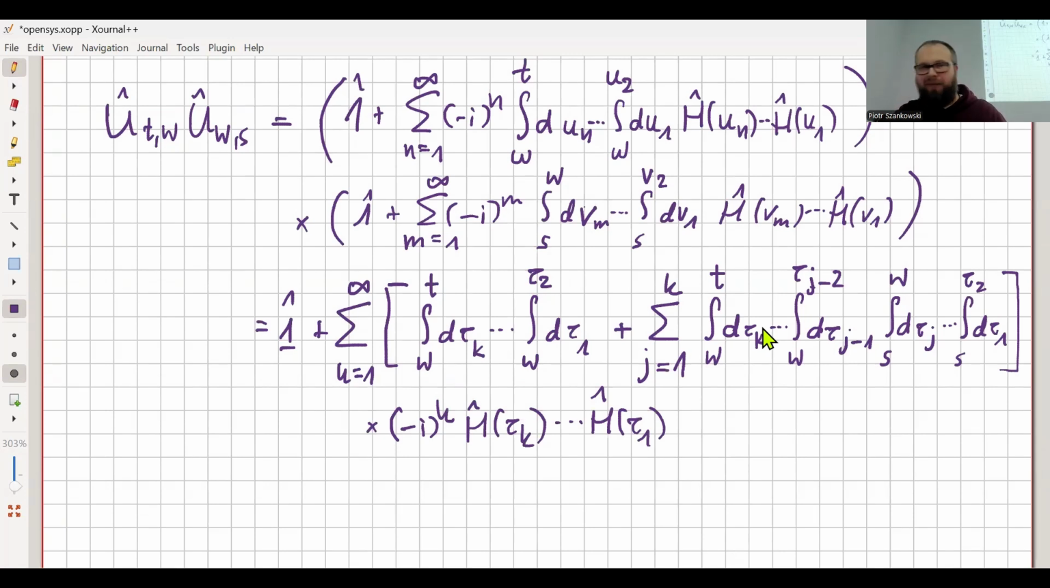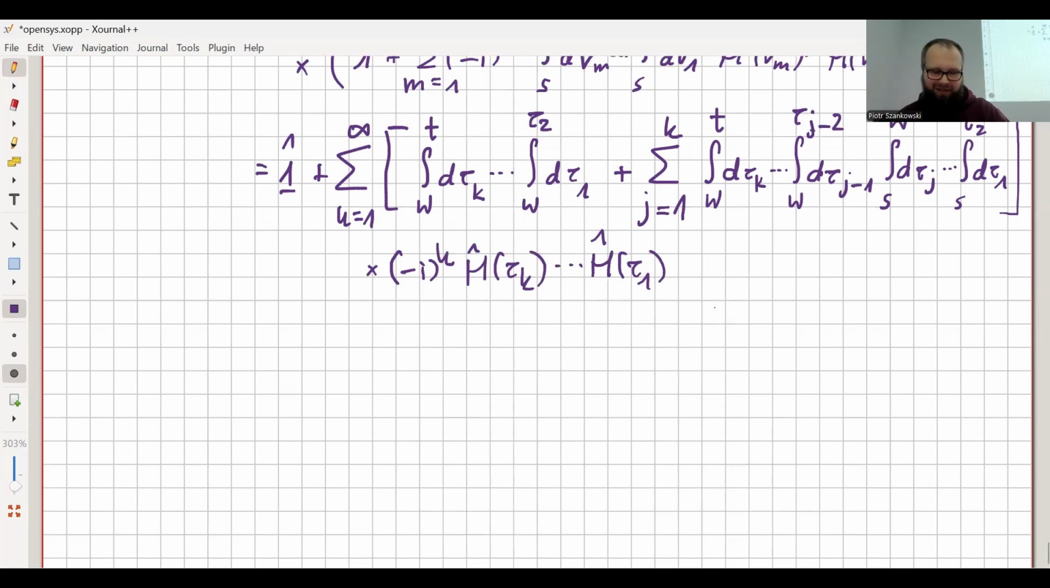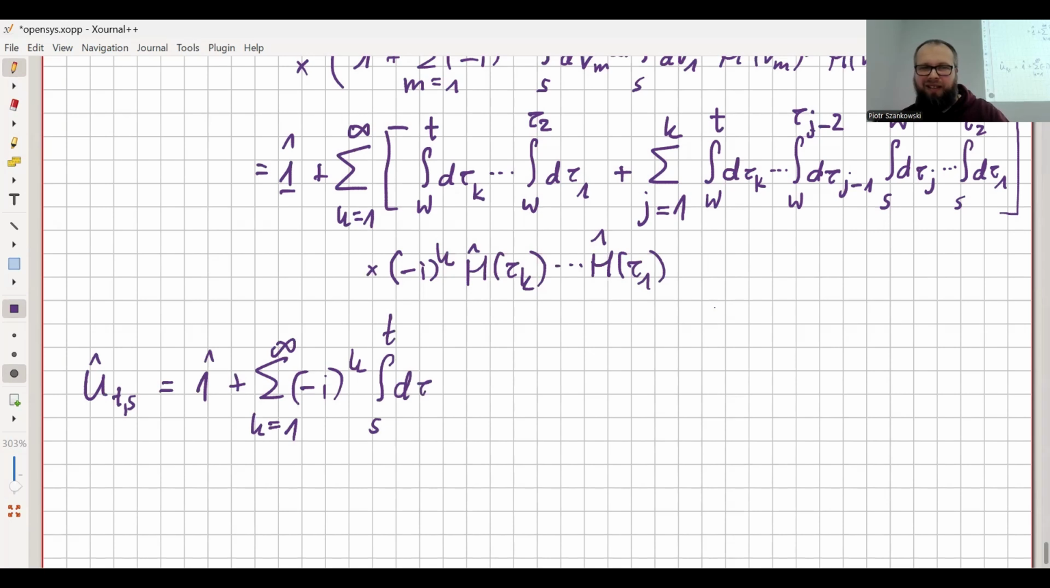But on the other hand, we have the target, what we want to obtain. That is this guy, which again is 1 plus sum k from 1 to infinity, minus i to the k, integrals s to t, d tau. Let's keep the name of the variable. 1, and we have our operators.